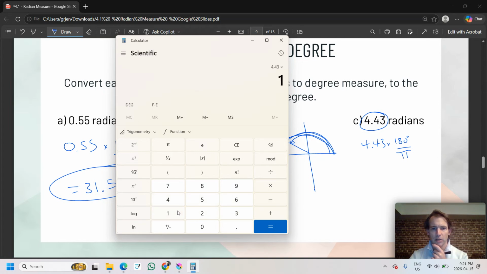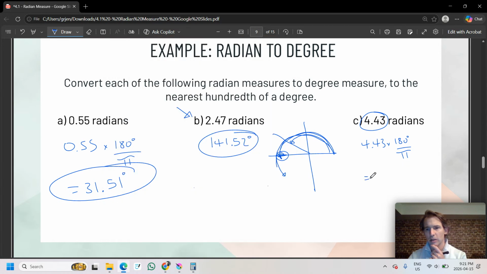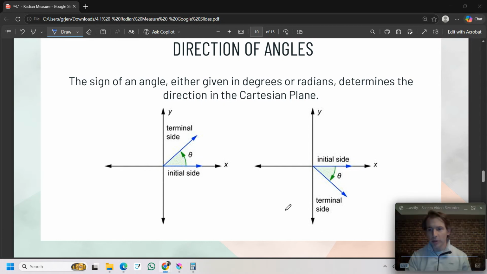4.43 times 53.82. And there's your 253.82. It's a little bit past 240, 225. No, it's actually more like here. Yeah. Okay. Learning.